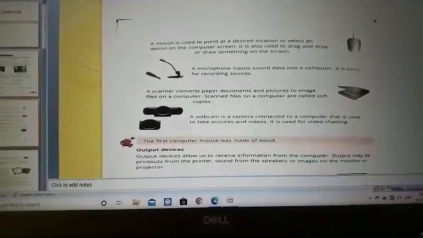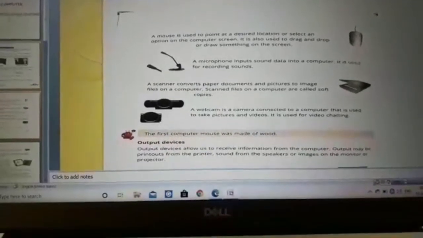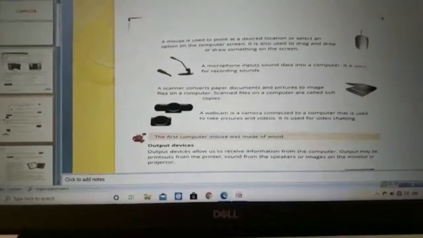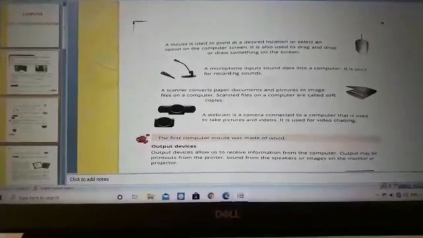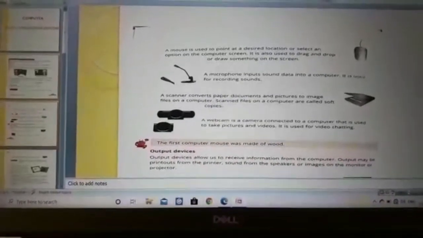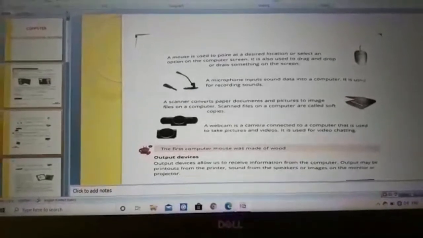So, mouse is also an input device because with the help of mouse, we select an option on the screen. We also point any icon or any option on the screen. When we want to drag and drop or draw something, we use mouse. So through these activities, mouse sends information to the computer. So mouse is also an input device.